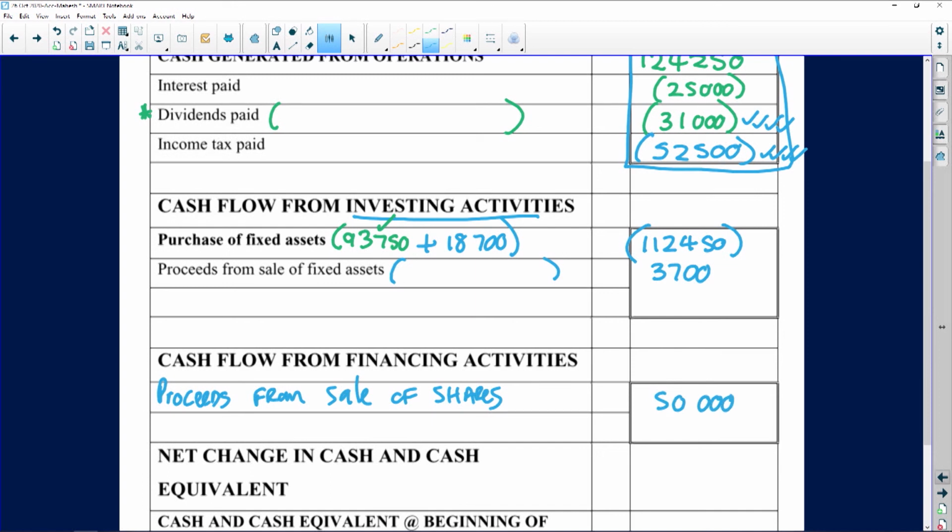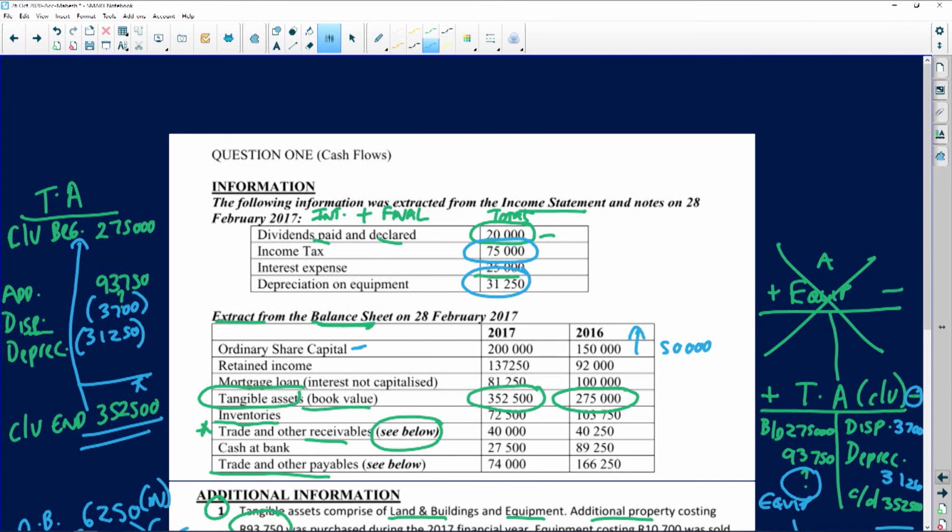Okay, and then finally, the last amount that you've got to fill in is your loan. So if we look at mortgage loan, your loan from 100,000 has now decreased to 81,250. So clearly there's been a decrease or a payment towards your loan, and this needs to be shown in brackets. Okay, unfortunately, we have run out of time, and it's not going to be possible for me to show you that particular calculation. But what I'm happy with is I've dealt with the calculations that you guys often struggle with.